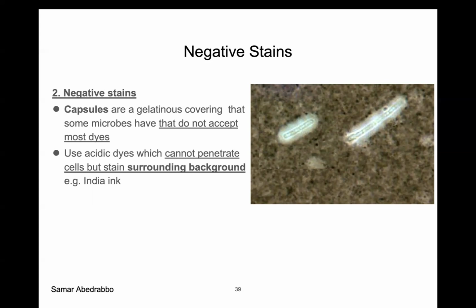So for example, some bacteria have something called a capsule. A capsule is almost exactly what it sounds like. Think of a pill capsule. It's a gelatinous covering that some bacteria have, and this does not allow a stain to go in. So for bacteria that have capsules, you can try to stain them, but it will be very hard. So instead of staining the bacteria, we stain the background, and that is called negative staining. So it's when we stain the background.